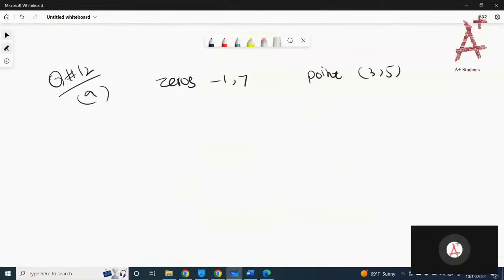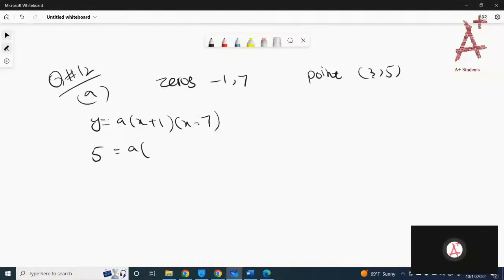Okay, let's start with the zeros. So inserting the zeros in the equation, it looks like y equals a times (x plus 1)(x minus 7). Got it? Now you have to put in the point. You are already given the point (3, 5). So x is 3 and y is 5. Just put in the point and calculate the value of a.